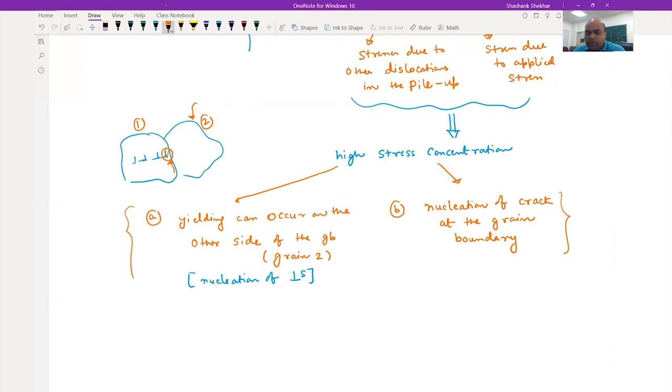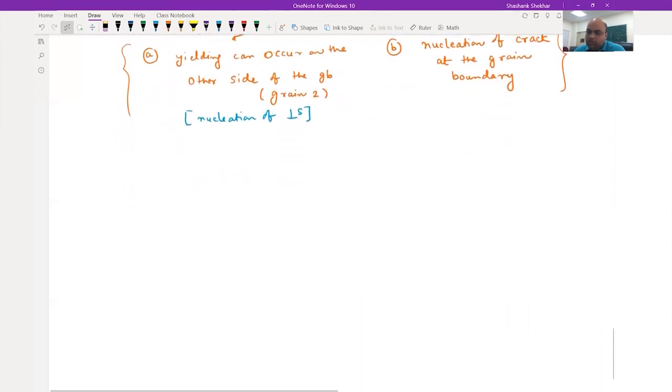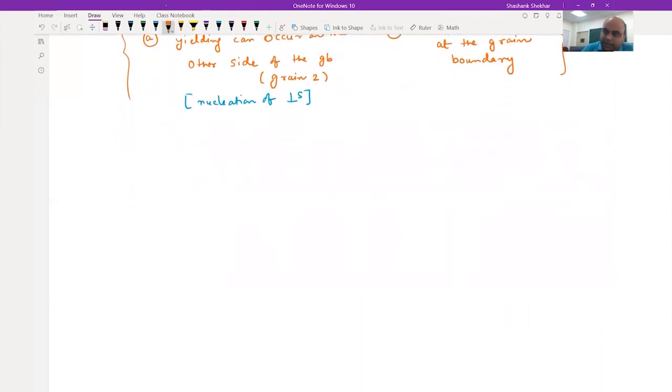Okay. Now, what is the value of that high stress concentration we are talking about? That value was calculated approximately to be nτa, sorry, τa, where n is your number of dislocations in the pileup. Okay, and τa is your applied resolved shear stress.